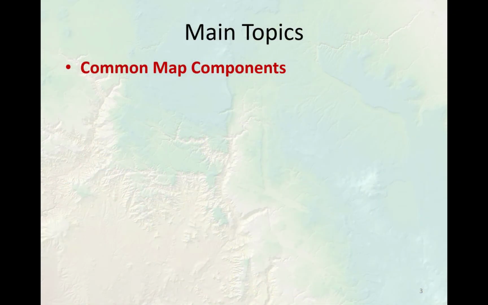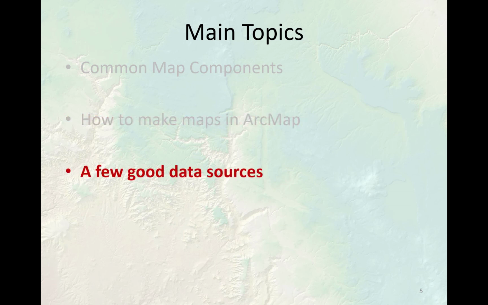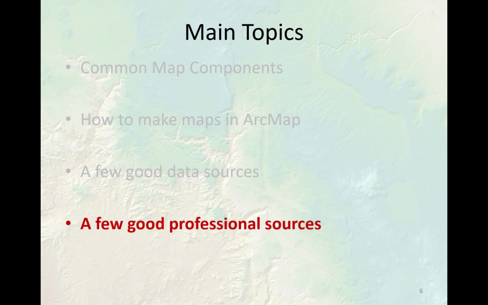We're going to cover several common map components. We'll discover how to make maps in ArcGIS, and finally we're going to talk about a few good data sources you might like, especially in ecology and forestry. And I'll talk about a few good professional sources and some professional societies that you might be interested in.